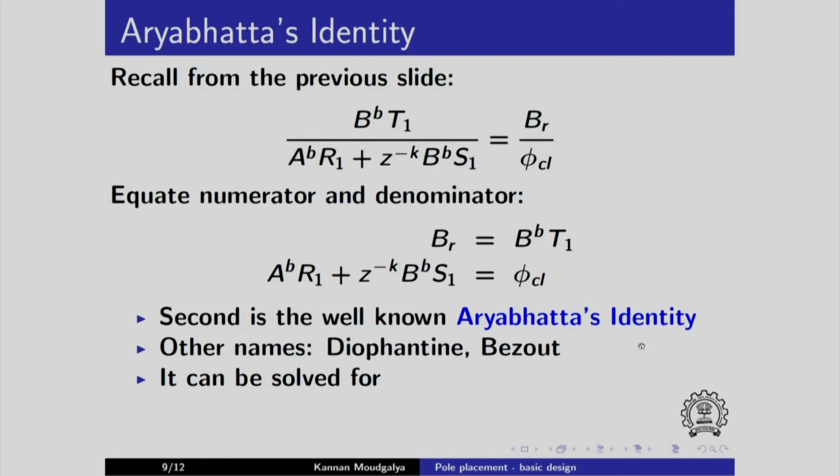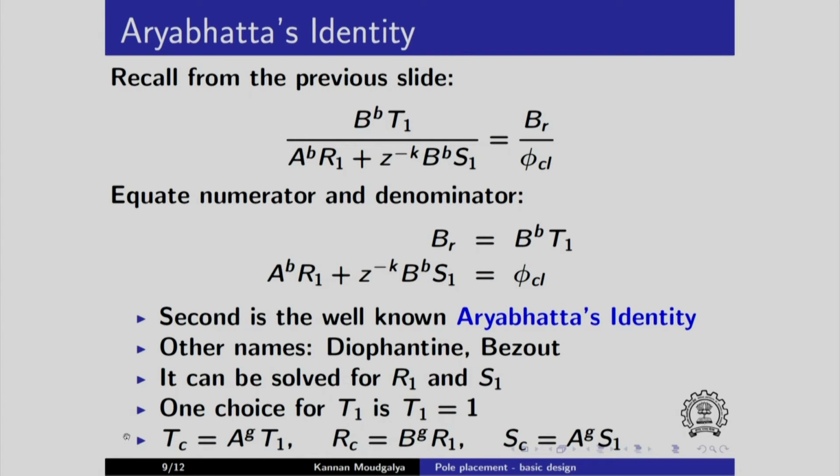This equation can be solved for R1 and S1, and of course we have to assign a value for T1. Often we choose T1 to be 1. Other options are of course possible. With this we have designed the controller, because the controller is given in terms of TC, RC and SC. R1 and S1 have been obtained from Aryabhata's identity, and AG, BG are known from the plant model, because these are good factors of plant polynomials A and B.